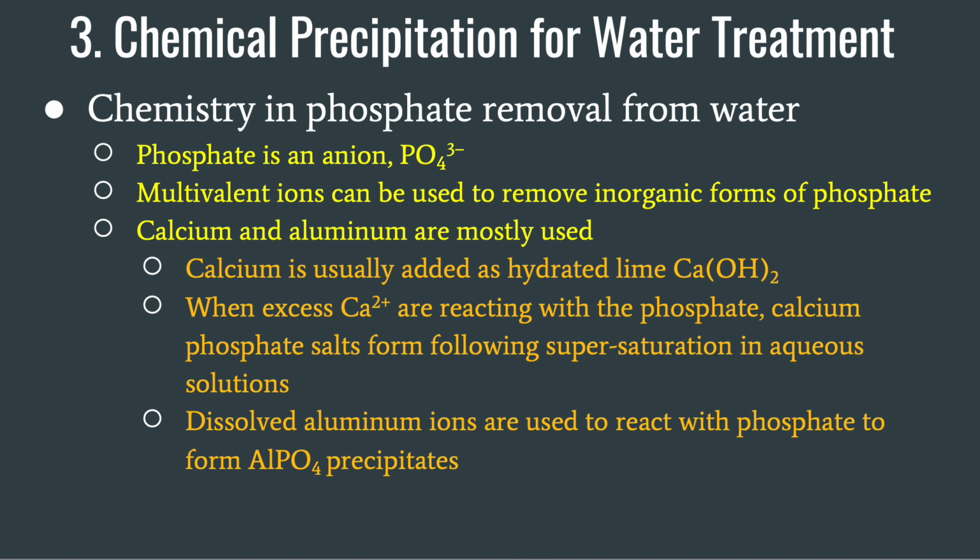And my last topic for my video today is how chemistry and phosphate removal from water are related. Phosphate is an anion, and multivalent ions can be used to remove inorganic forms of phosphate, and calcium and aluminum are mostly used. Calcium is usually added as hydrated lime. When Ca2+ reacts with the phosphate, calcium phosphate salts form following supersaturation in aqueous solutions. Dissolved aluminum ions are used to react with phosphate to form AlPO4 precipitates.